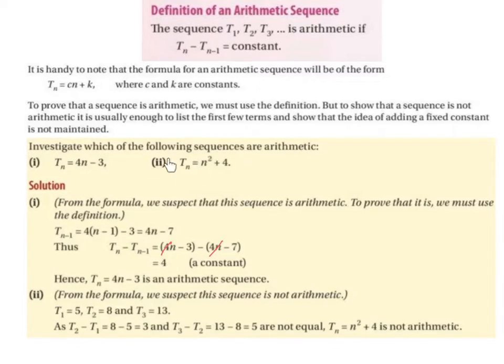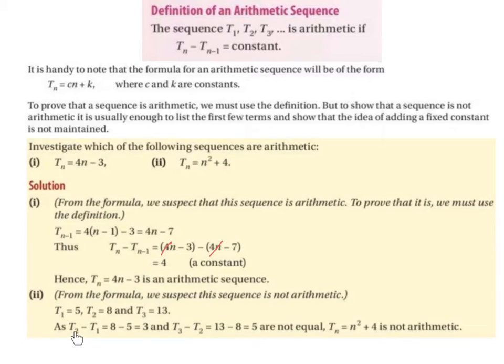Number 2 is Tn equals n squared plus 4. So I already know that this is not going to be arithmetic because I have an n squared. So all I have to do in this case is find the first few terms and show that the difference is not the same. So T1, term 1, is going to be 5 because 1 squared plus 4 is 5. T2, or term 2, will be 8 because 2 squared plus 4 will give me 8. T3 is going to be 13 because 3 squared plus 4 gives me 13.